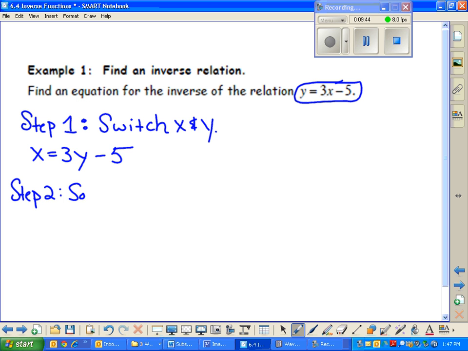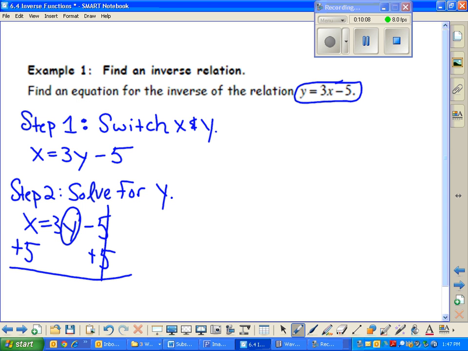In step 2, you solve this resulting equation for y. You got to get the y by itself. So I'll bring down my equation from step 1, and my hope is to isolate that y value. In order to isolate the y value here, I would just need to add 5 to both sides. And then on the right side, you get x plus 5. Oops, I wrote x plus 3. Hold up. So on the left side, that balances to be x plus 5, and that's equal to 3y.